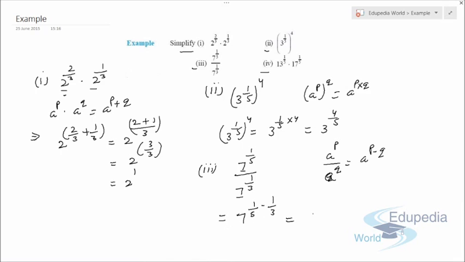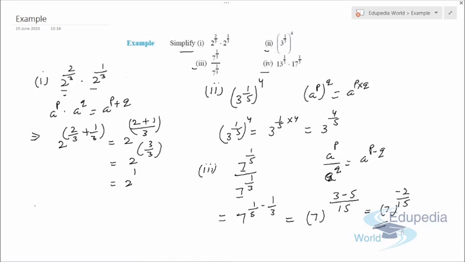So this can be simplified further. 7 raised to power, we can take the LCM. The LCM will be 15, so it will be 3 minus 5, so it will be 7 raised to power minus 2 by 15. So this is the final answer.